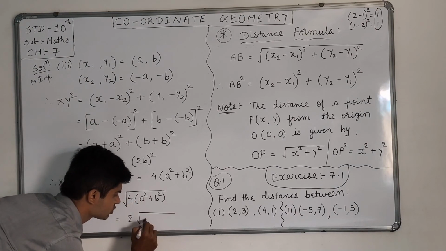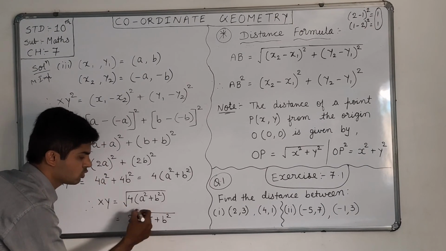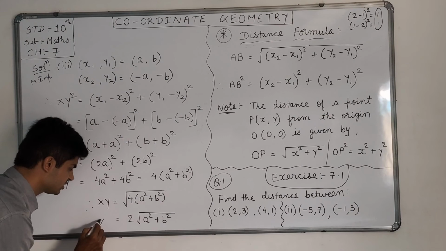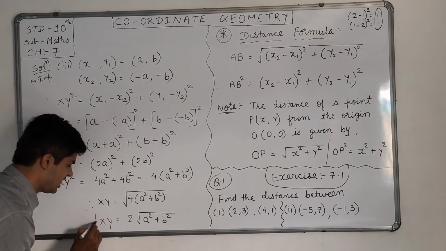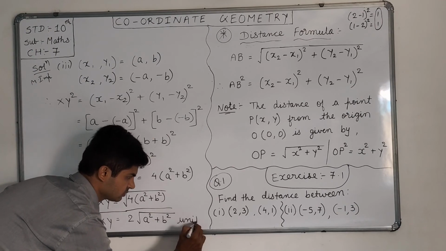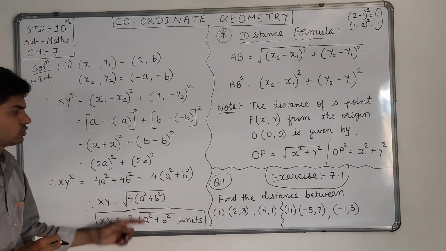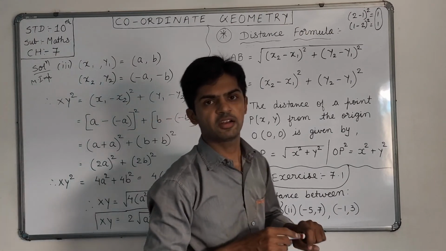It means 2 square root of a square plus b square. If you want to do the bracket, you can do. And this is our final answer of xy, units. Understood?